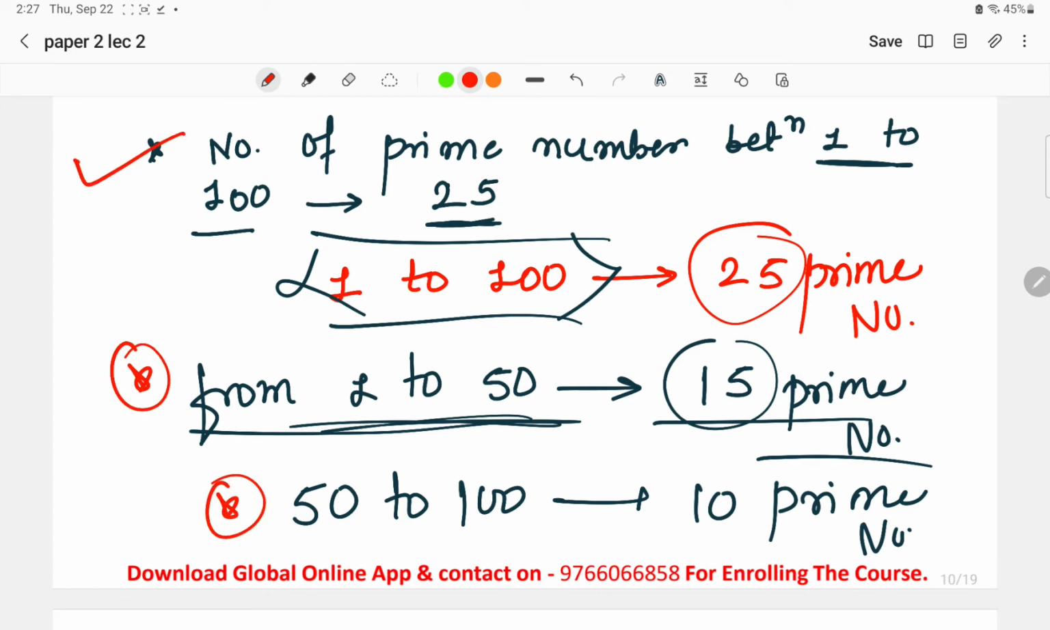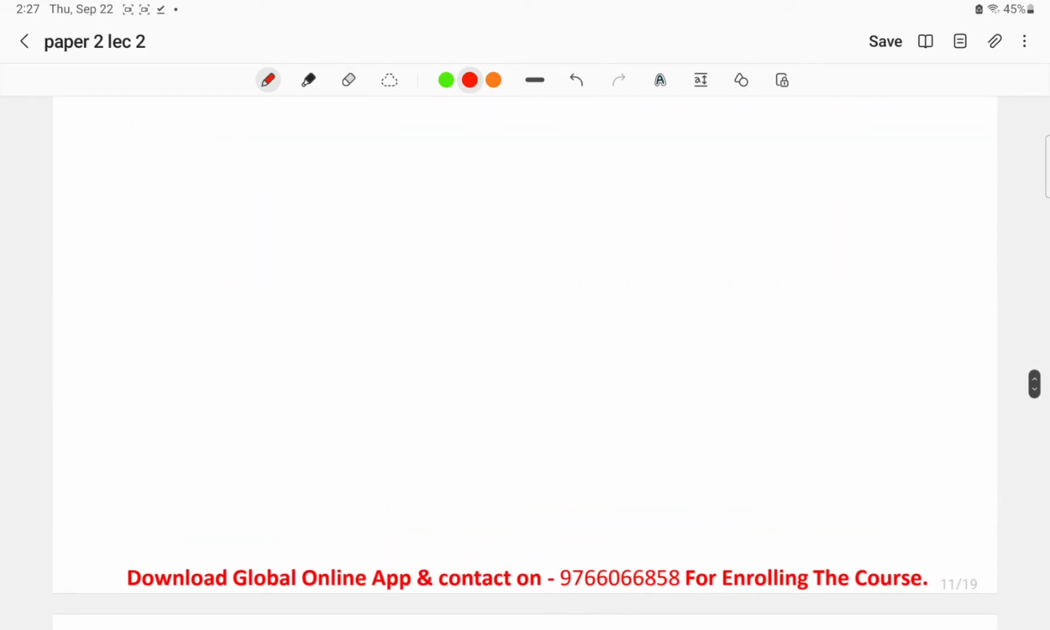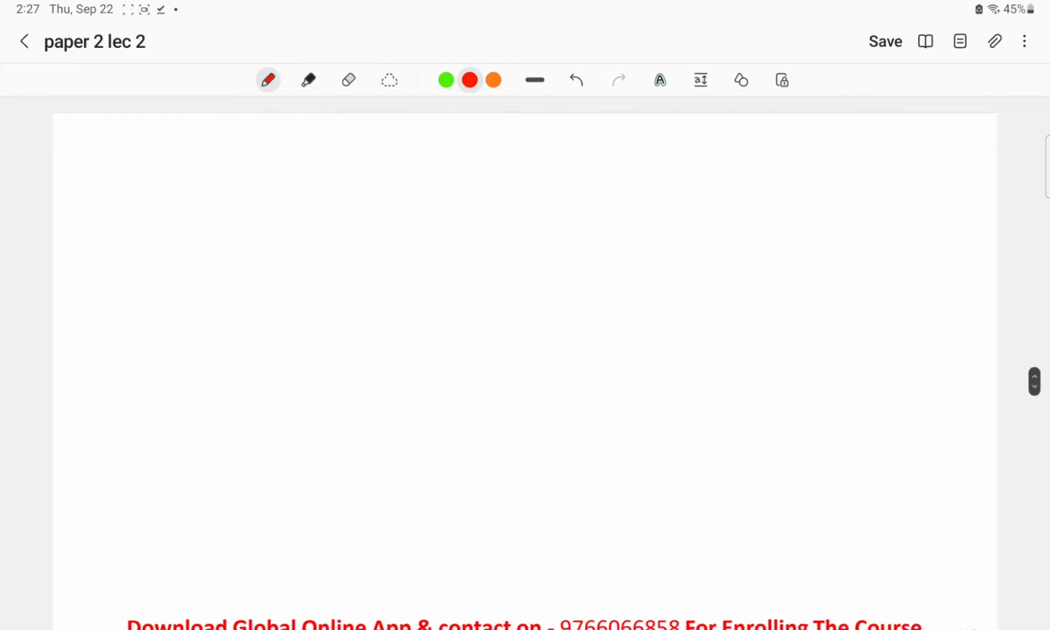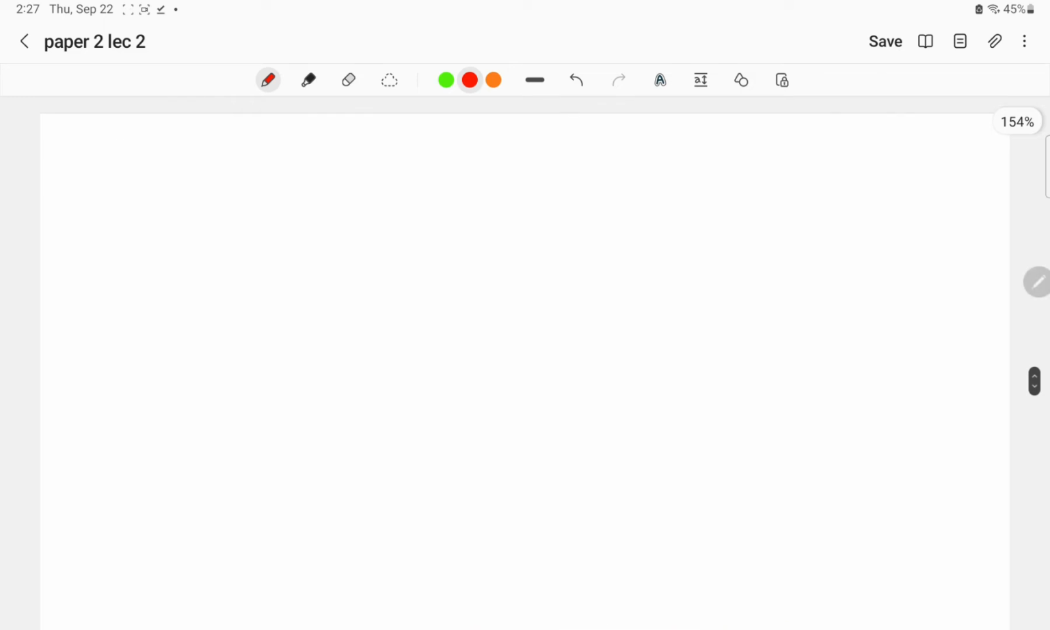Okay, so the number of prime numbers between 1 to 100 are 25. In between 1 to 50 there are 15 prime numbers, and from 50 to 100 there are how many prime numbers? There are 10 prime numbers. Okay, so the next topic regarding the number system will be the composite numbers.